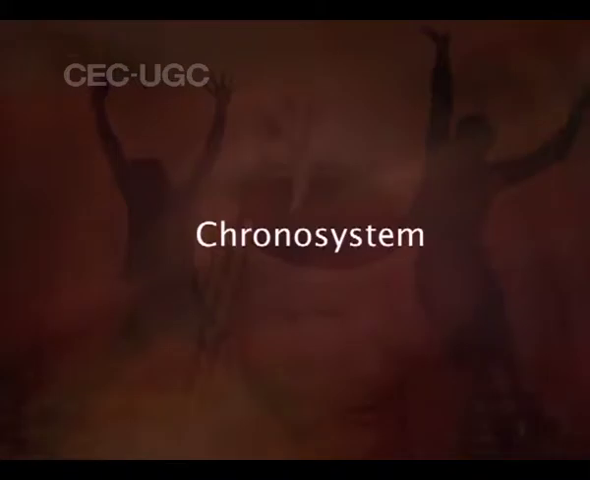Going on to the last one, that is the Chronosystem. It is the socio-historical conditions of a student's development. So what kind of changes are there in the society at that time when this child is leading its life? So previous example, declaring of war.